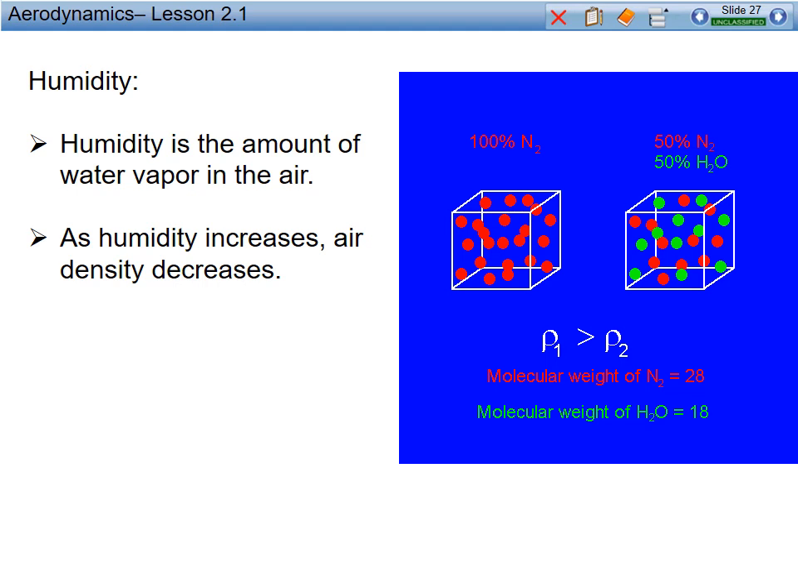Humidity is the amount of water vapor in the air. As humidity increases, air density decreases. So if you look to the graphic on the right-hand side of the screen, you'll see the water particles are pushing the air particles further apart, which is decreasing the air density.